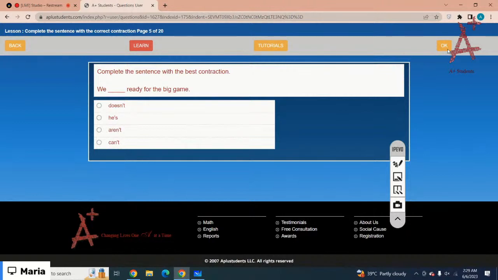Complete the sentence with the best contraction. We dash ready for the big game. Doesn't, he's, aren't, can't. Which is the correct option? We aren't ready for the big game.